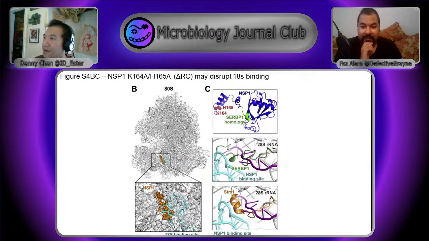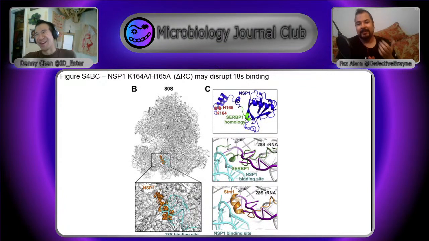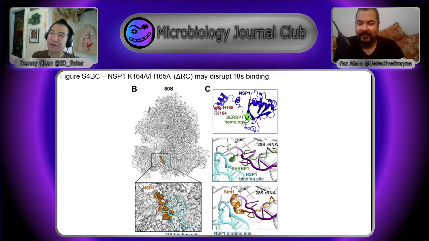And then they get to the RC. So they make a mutant of the NSP1 to make it not bind to the areas where it should bind. I don't know why they chose that name; I couldn't figure out what RC stands for. It stands for these two mutations, K164A and H165A. They both go to alanine. That's a really common strategy in mutagenesis: amino acids that have some sort of charge property, positive or negative, they change them to a neutral one.